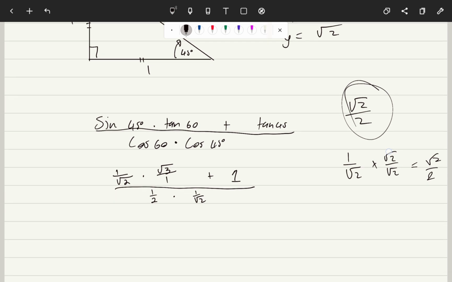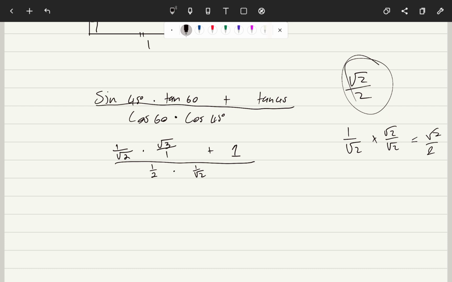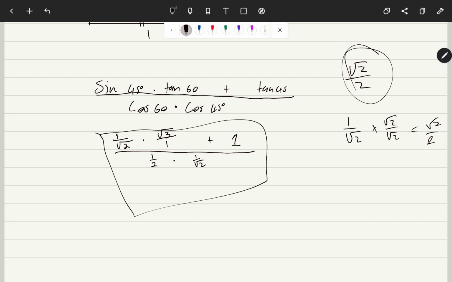So make sure you know how to get those angles and those sides, because from here it's just going to be pure simplification. I'm not going to do it, but it's just pure simplification. Yes, well, actually, let me do it.